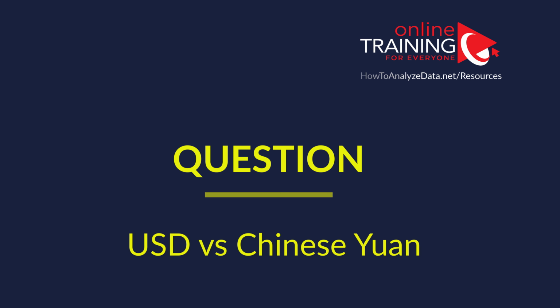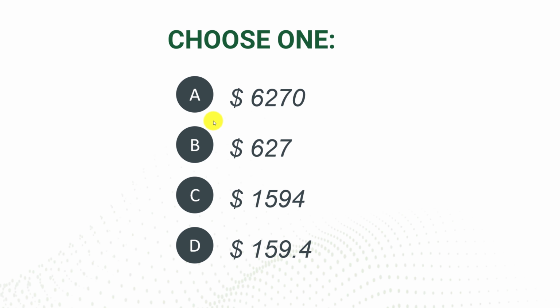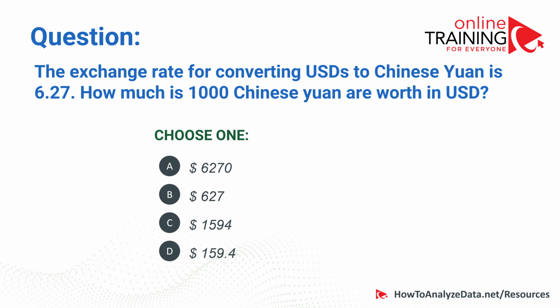And now let's look at the answer to the question, which is very frequently used as part of aptitude tests, math reasoning, abstract reasoning, and logical reasoning tests. The exchange rate for converting US dollars to Chinese yuans is 6.27. How much is 1,000 Chinese yuans worth in US dollars? And you have 4 choices: 6,270, 627, 1,594, or $159.40. Which one do you think is the correct choice here? Let's see if you can nail this question.